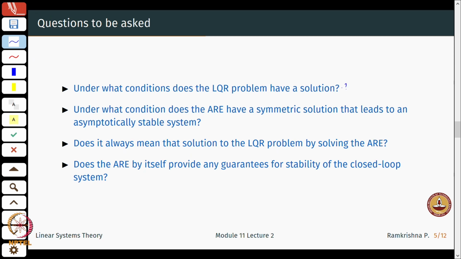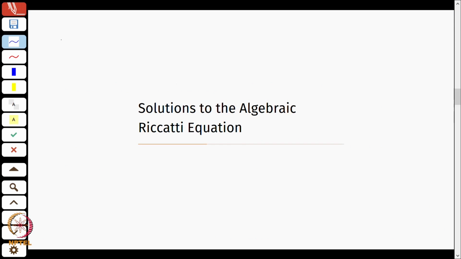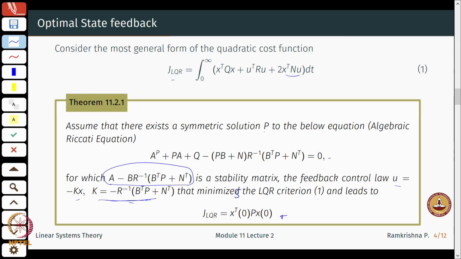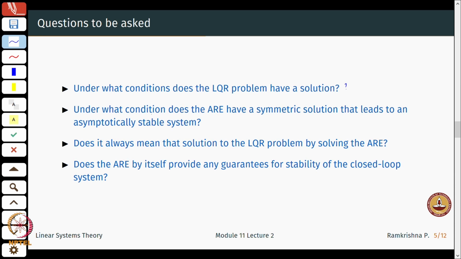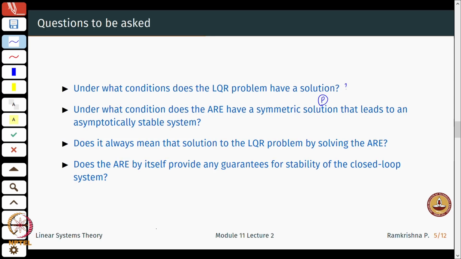Okay. Now similarly, under what conditions does there exist a P, or we go back to this slide, under what conditions does there exist, okay, it should be A transpose P, does there exist a P which, so under what conditions does the ARE or the algebraic Riccati equation have a symmetric solution, which is precisely to do with the existence of P that leads to an asymptotically stable system, right. The closed loop system must be stable.